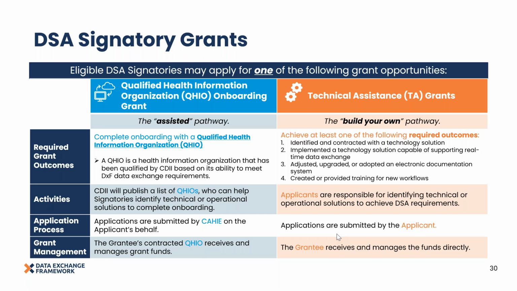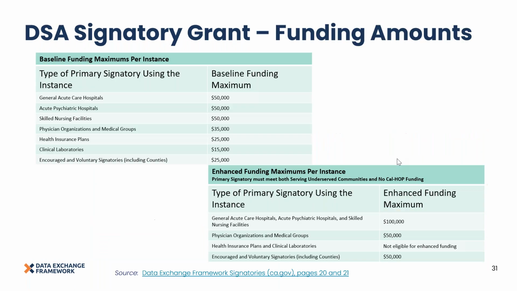So maybe you have been using something that is not quite up to par and you want to upgrade it. Maybe you've never used anything and you need to adopt it today. This is where some funding can help you with that. Or that you have created or provided training for new workflows. So maybe you have a system, but you want to hire a consultant or earmark someone on your staff to work, or hire somebody for an internship to do a special project for you. So that would be an example of how you might be able to utilize technical assistance grant funding. And you do your own application, and the funds come directly to you.